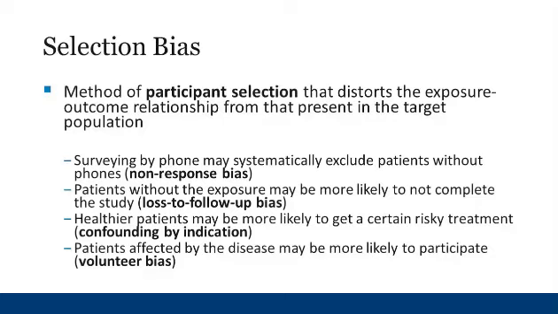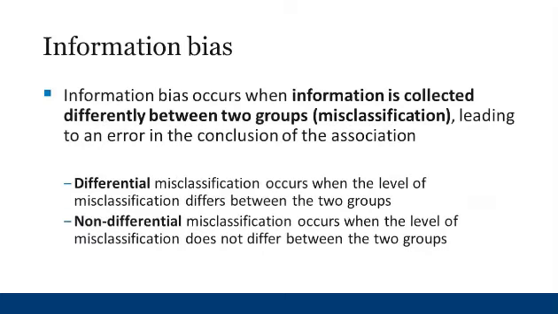Another form of systematic error is information bias. So this is also something that I put a lot of thought into, especially dealing with existing VA data. Information bias occurs when information is collected differently between two groups. So you get misclassification. And this, of course, because it's a bias, the systematic error, leads to an error in the conclusion of the association or the error in the results of the study.